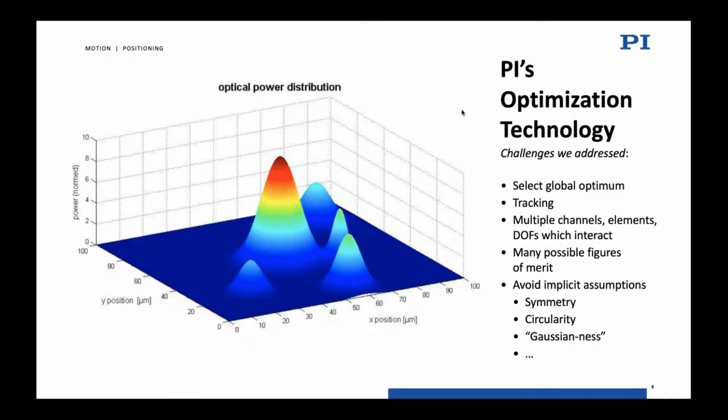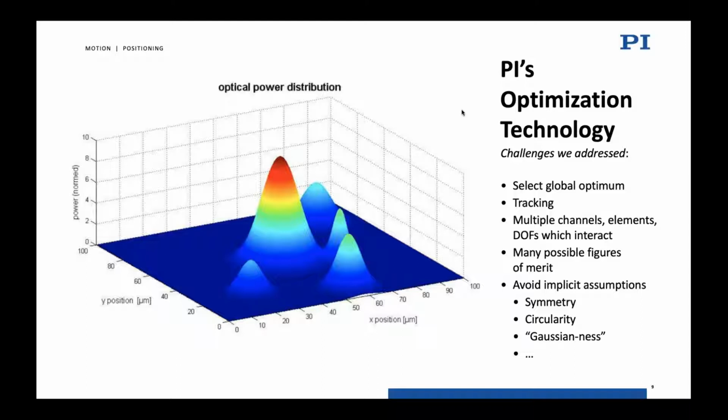Okay, the basic approach, the basic problem statement is that you have some sort of figure of merit, some sort of quality metric that you need to maximize. And there may be some local maxima and then one great big peak that you want to be sure is the one that you select. So there are several things you need to do. First is to select that main peak. The second is to optimize, perhaps even track that peak if it moves around due to thermal drifts or other motions that you may have to perform.